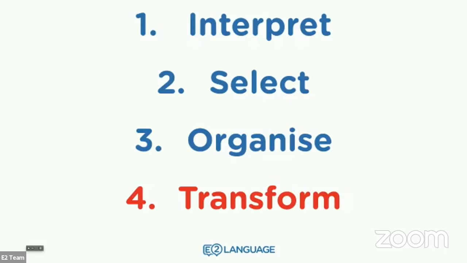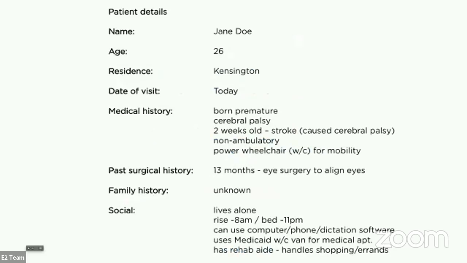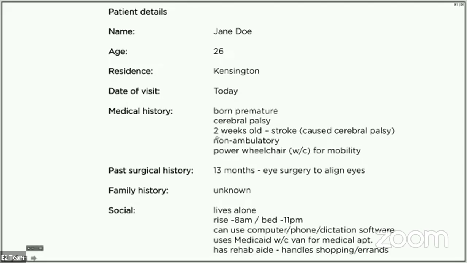This leads us to number 4, which we are talking about in depth today, which is transformation, the final step of the E2 language writing method, okay? Transforming case notes. So it's kind of similar to interpreting case notes, because when you're interpreting a case note, for example, you're looking at, let's look at this one here.